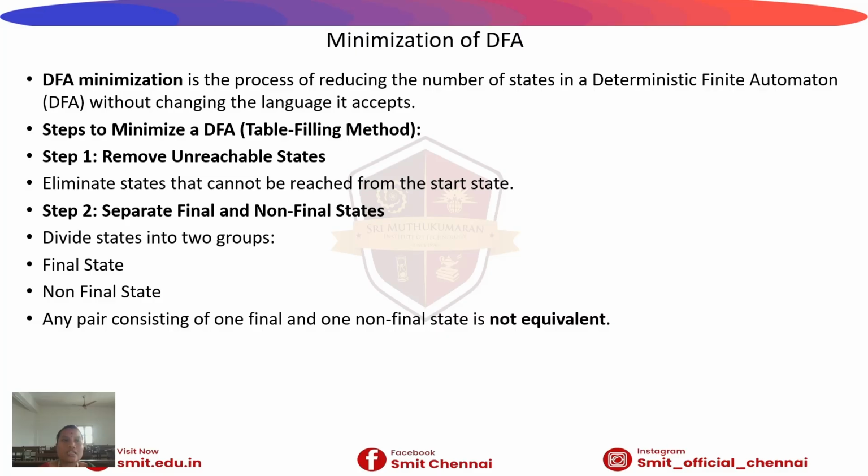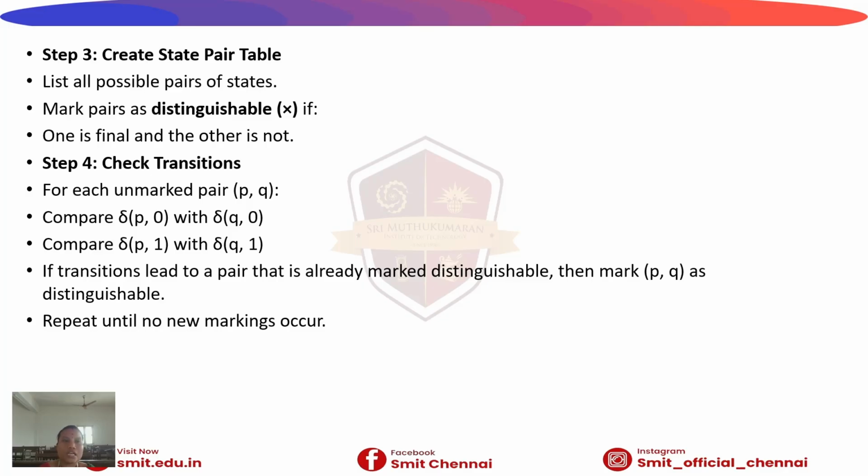Step two, separate final and non-final states. Divide states into two groups: one of final states, another of non-final states. Any pair consisting of one final and one non-final state is not equivalent. Step three is to create a state pair table, listing all possible pairs of states. Mark pairs as distinguishable with X if one is final and the other is not.